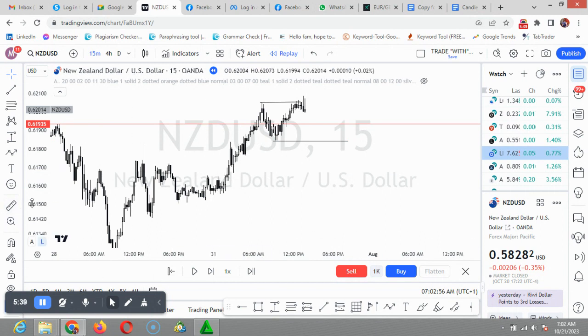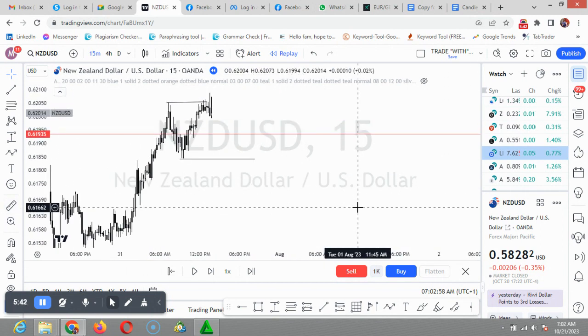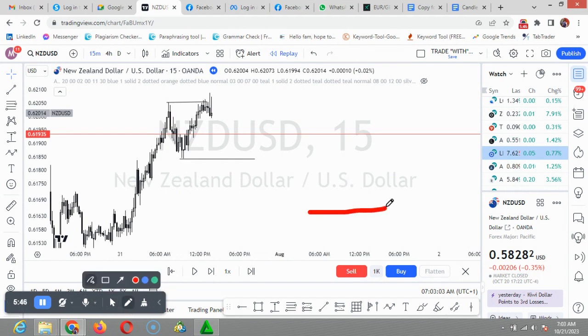Remember how I showed you guys my last illustration? I said let's assume this is our sweep line, and then we have the market, and then it sweeps it. Now this recent pullback will be our church. So if the market comes down and takes this pullback, it will be our church.